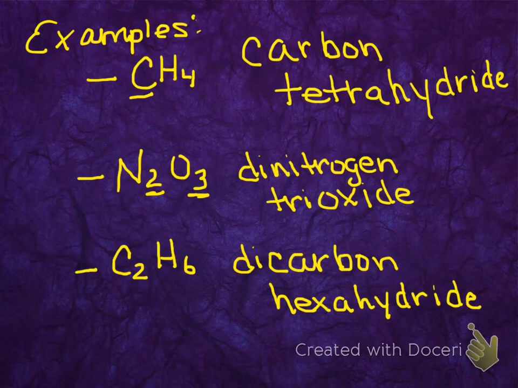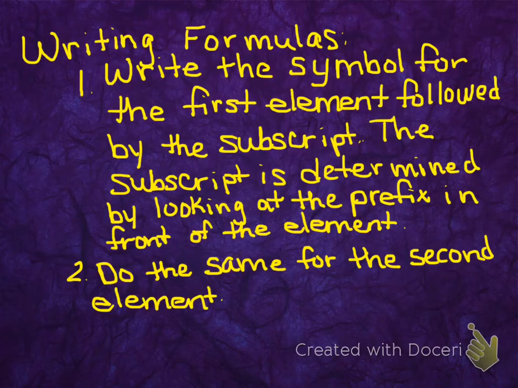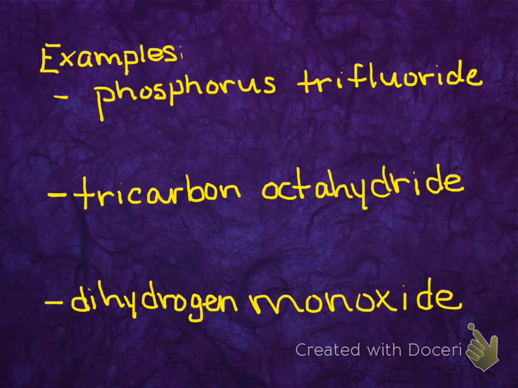Okay, so naming is pretty straightforward as long as you look at the subscript to determine what the prefix needs to be. Now, if we want to write formulas, we're just doing the reverse. So we're going to look at the compound name. We're going to write the symbol for the first element, and then we're going to follow it by the subscript. And we determine the subscript by looking at the prefix. And then we do the exact same thing for the second element. So let's look at some examples.